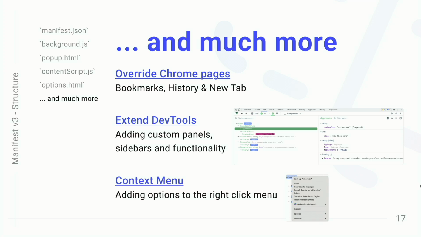You can override any Chrome pages that are available, like the bookmarks. So you can actually change the page of the bookmarks. You can change the history. Change the entire look and feel that you are seeing.